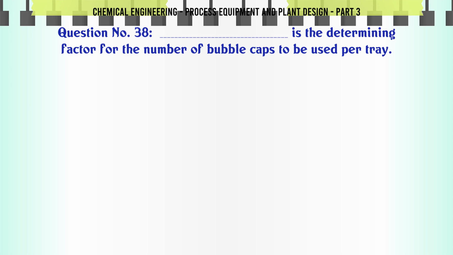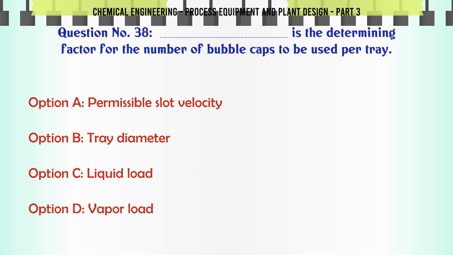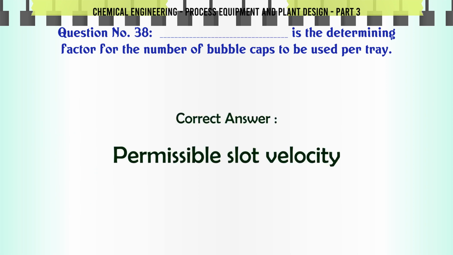Is the determining factor for the number of bubble caps to be used per tray. A. permissible slot velocity. B. tray diameter. C. liquid load. D. vapor load. The correct answer is permissible slot velocity.